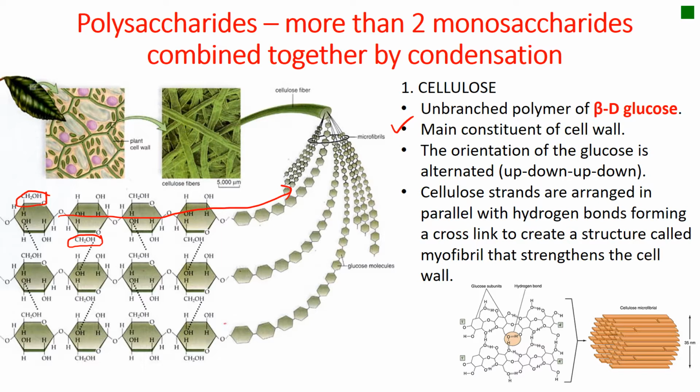And then the next one, cellulose strands are arranged in parallel with hydrogen bonds forming a cross-link to create a structure called microfibril that strengthens the cell. So just imagine this, like yellow, orange thing are actually one line of the cellulose. They will combine together by creating hydrogen bonds in between them. Okay, this is one cellulose, this is another cellulose, so they create such a strong bonding. So that's why the cellulose cell wall is very, very strong.